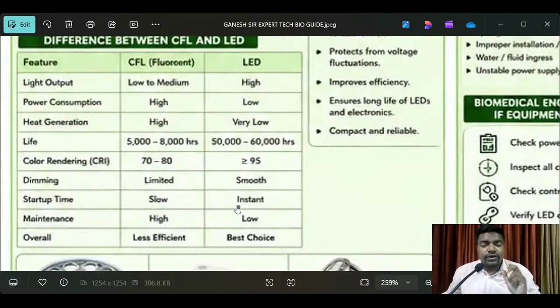These are things you notice when you go to the OT and operate it. With CFL, the light glows slowly. With LED, when you switch on the light, within a fraction of a second it is glowing. Right, maintenance: for CFL it is high, and for LED it is low. Overall CFL is less efficient and LED is the best choice. I hope you got it very clearly. These are the points every engineer should know, and that's why I'm giving them here.